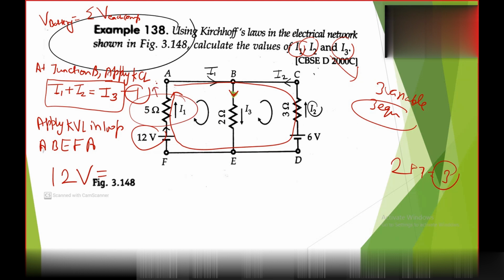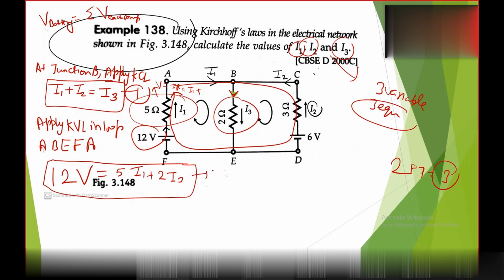What will be the potential across it? We can say IR, where I is I1 and R is 5. So we can write 5 I1, plus some of the potential will be used here, so we write 2 I3. So this will be our second equation. I hope it is clear to everyone. 12 volt equal to 5 I1 plus 2 I3 means whatever potential we get from the battery, that is 12 volt, will be equal to the potential drop across each component, that is, how much energy each component is consuming. So we can say 12 volt will be equal to 5 I1 plus 2 I3.